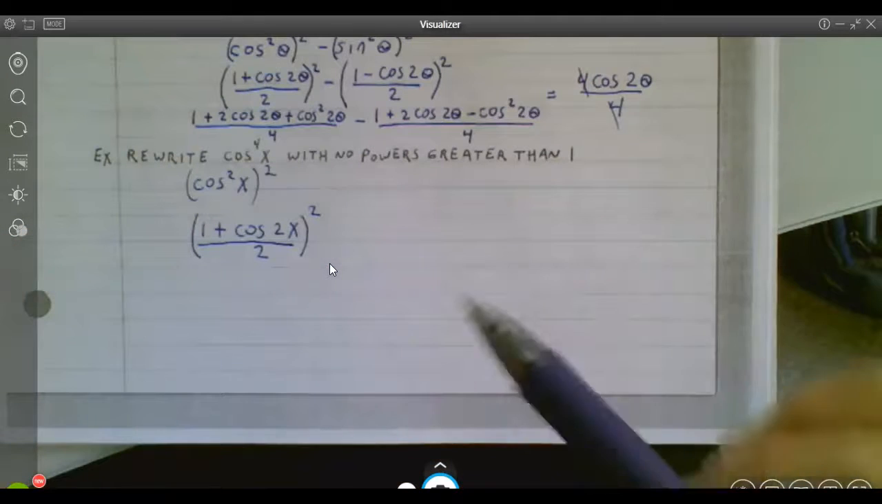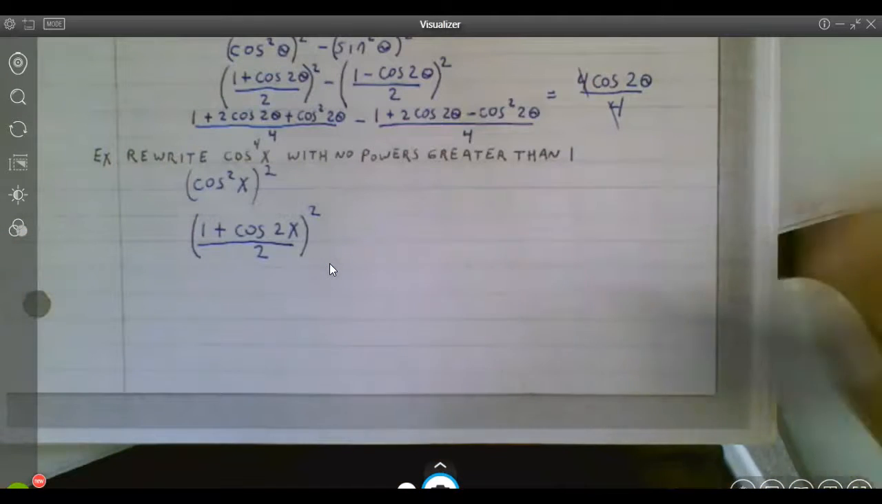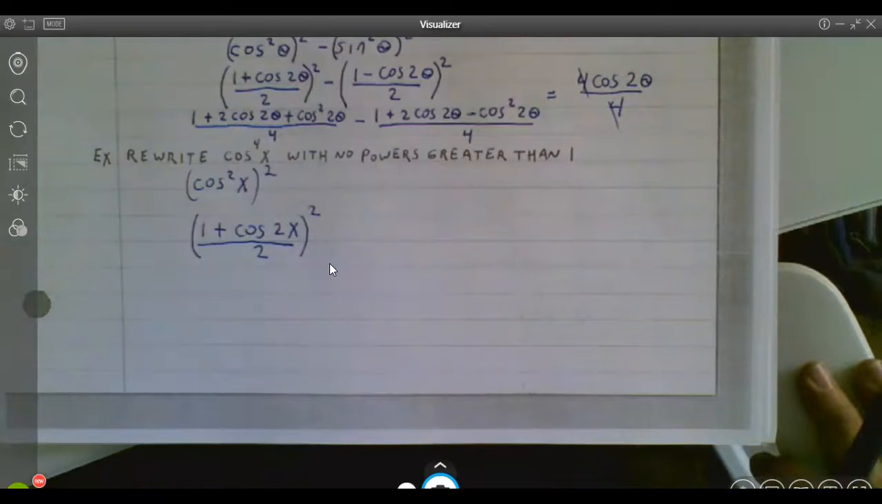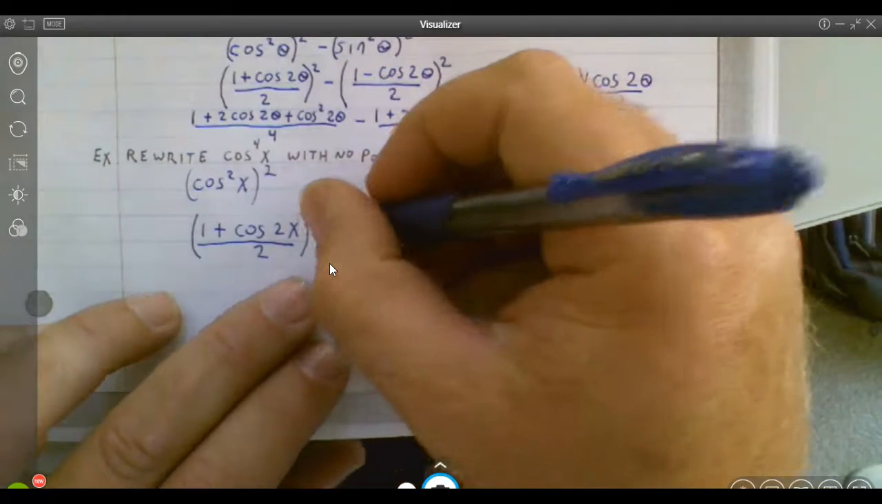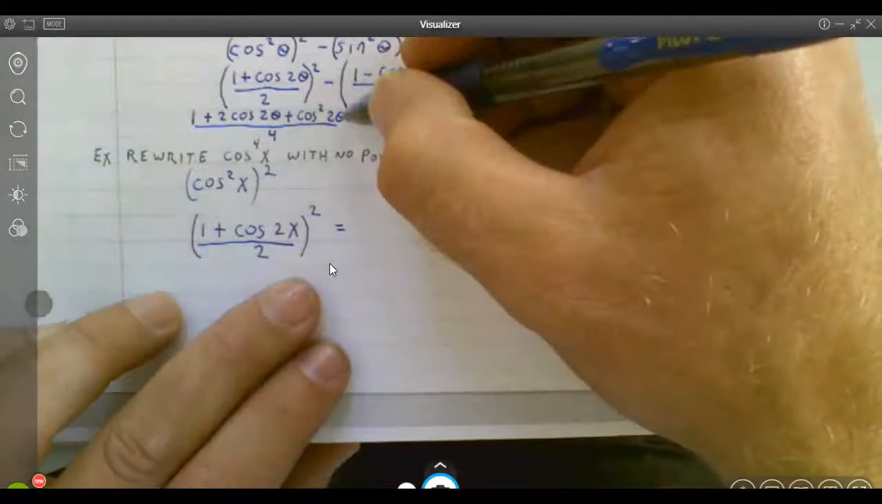So we're not there yet because remember, I want no powers greater than 1, so I got to keep shrinking this guy down. So I'm going to do the same thing I did up above. I'm going to FOIL. See what that gives us. It's going to be this line that you saw right here.